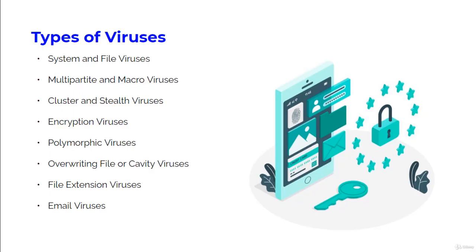Email viruses are the types of viruses which are commonly found in email attachments that infect PCs. File extension viruses are the viruses which are inside a file extension. For example, there is a file known as file.php.txt. The original file is a PHP file, but it is hidden inside a .txt file.